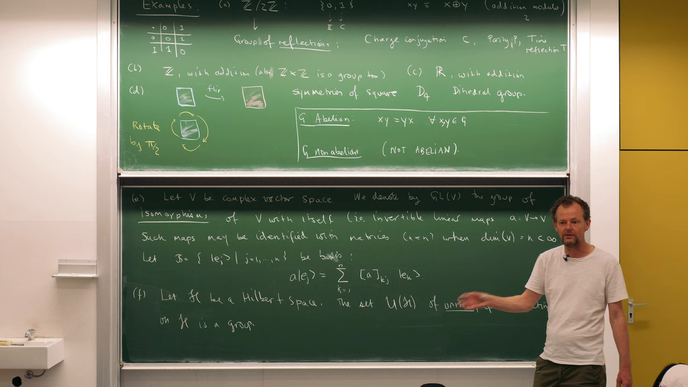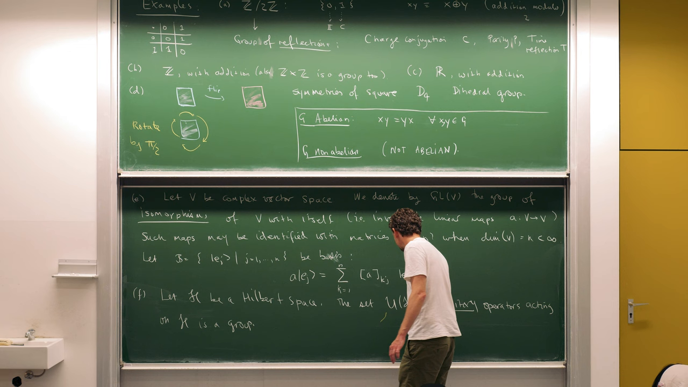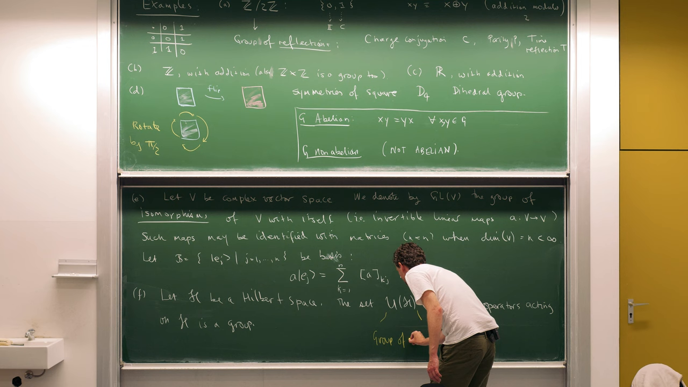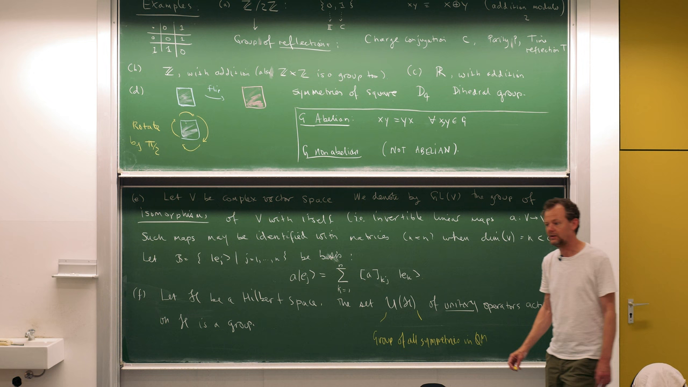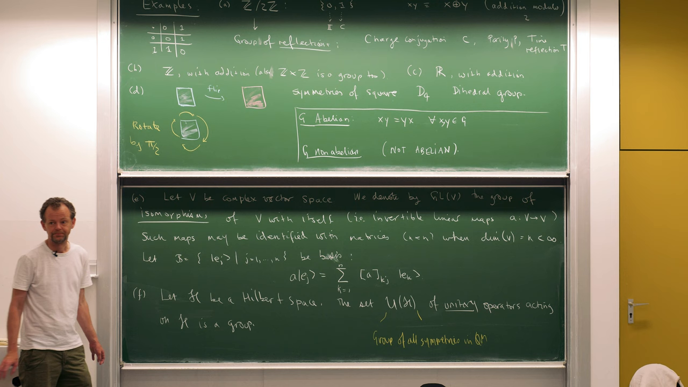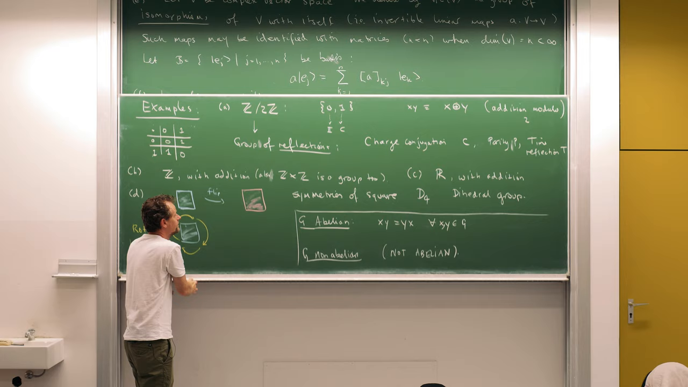So U of H, as we'll see, and as I'll argue, is effectively the master group of all symmetries in quantum mechanics. It's the most important group in quantum mechanics. This takes a theorem to justify. But once you've seen that theorem, then you will hopefully appreciate the significance of U of H.